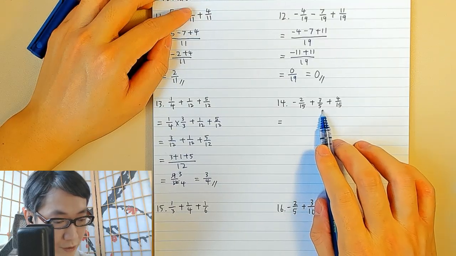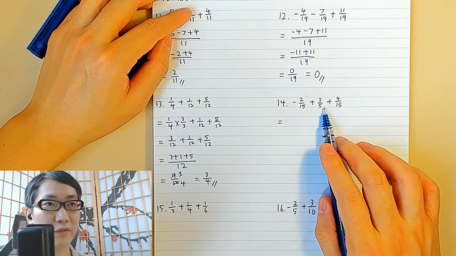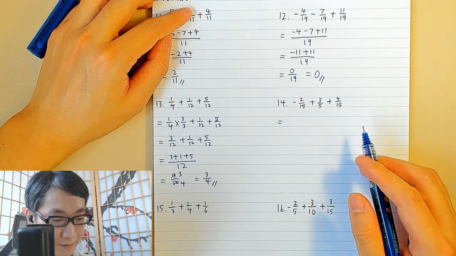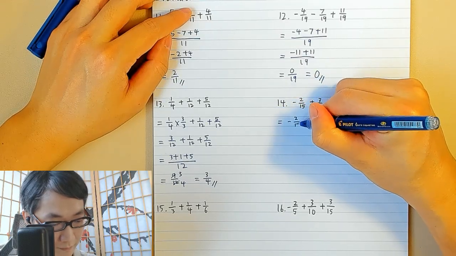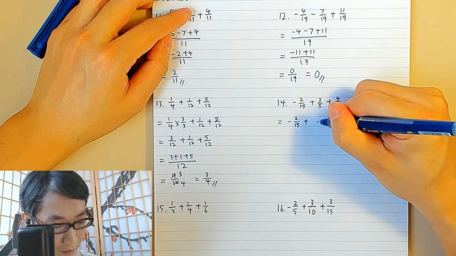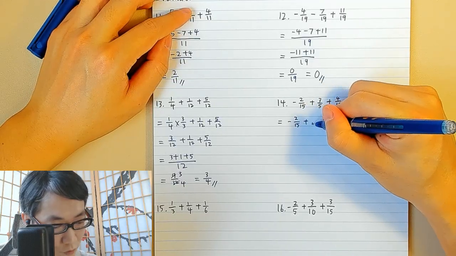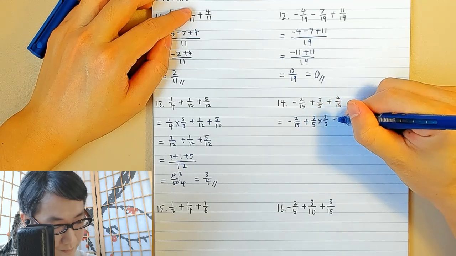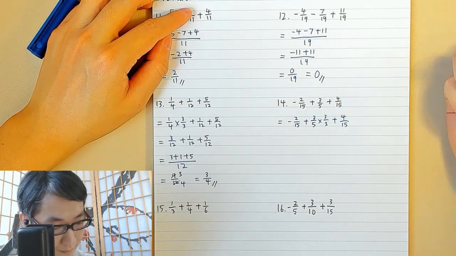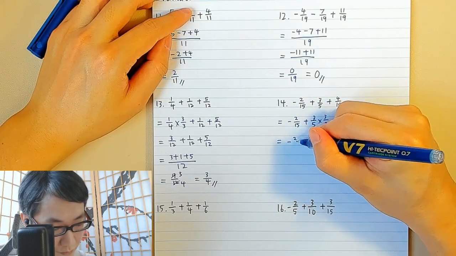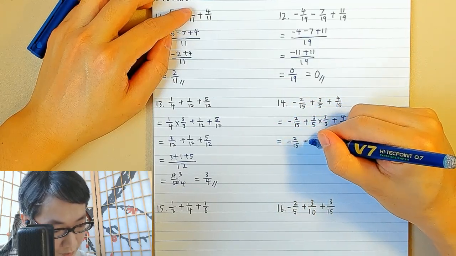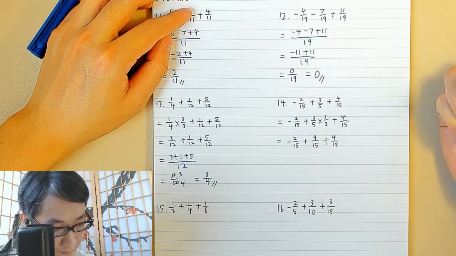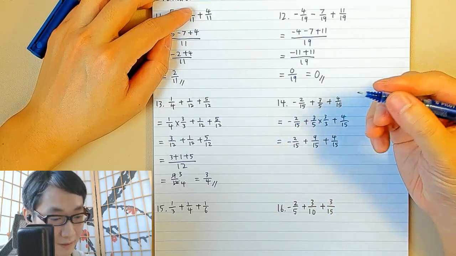Now we need to turn this fraction into a fraction with 15 as a denominator, because the rest has 15 as a denominator. So we have 5 multiplied by 3 will be 15. We have negative 2 over 15, positive 9 over 15, positive 4 over 15. Now they are on the same pizza.